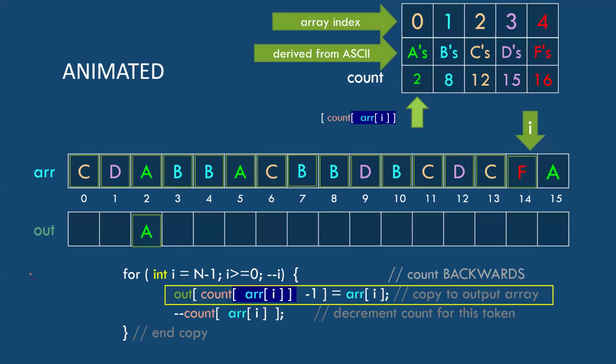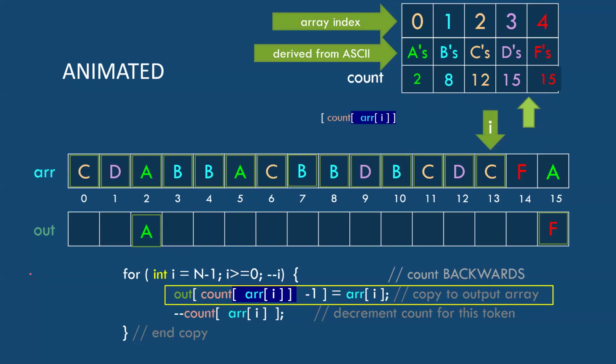So now I go to the F. I'm not doing this in any order, but I have to figure out where the last F goes. Well, it goes in position 16 minus 1. That's 15. Decrement the count. Now we have position 15. We only had one F, but remember we added those offsets. So we're done with our Fs now.